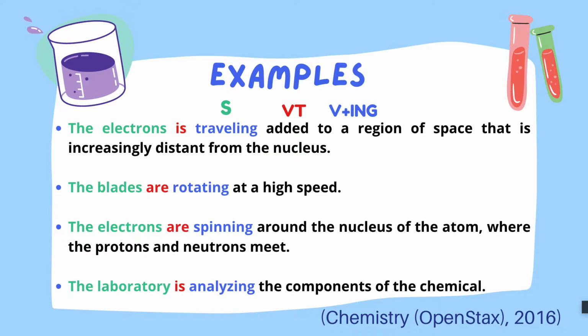Example 3. The electrons are spinning around the nucleus of the atom, where the protons and neutrons meet. In this example, the verb is spin and follows the conjugation rule number 2 because the last letter is duplicated. Remember this rule? Example 4. The laboratory is analyzing the components of the chemical. Here the verb is analyze. Do you know what conjugation rule was applied for this verb? You got it right? Rule number 3, similar to what happened in the second example.